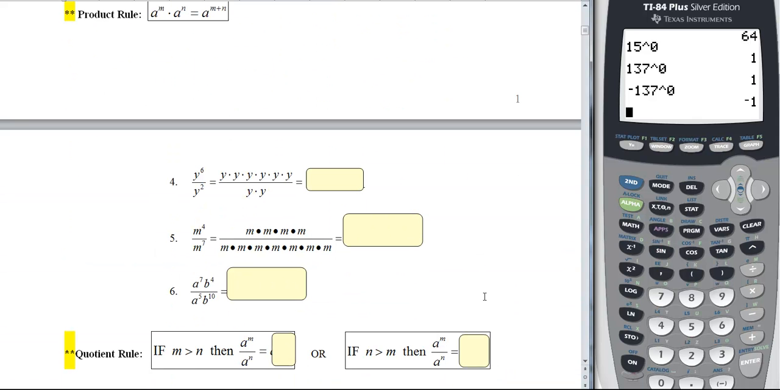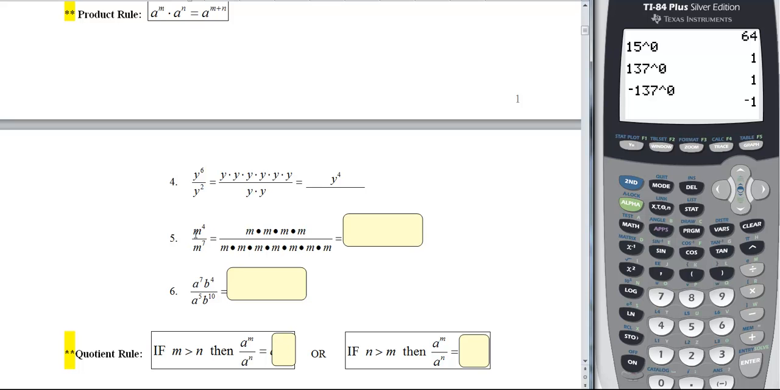Now this one's called your quotient rule. I have got y to the 6th over y squared. I wrote them out in expanded form. But when I have same factors in numerator denominator, I can cancel. So 2 of these will cancel with 2 of these. So in the denominator, since everything was canceled, technically I end up with 1. Up top I have y to the 4th. Well, y to the 4th over 1 is just y to the 4th.